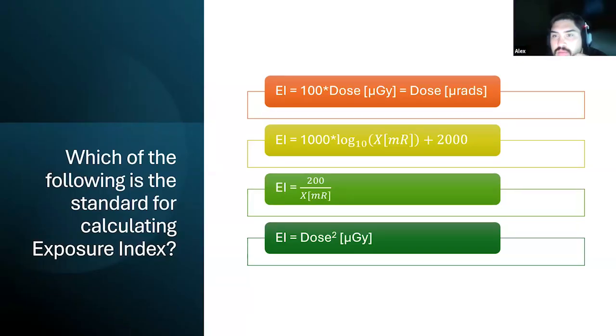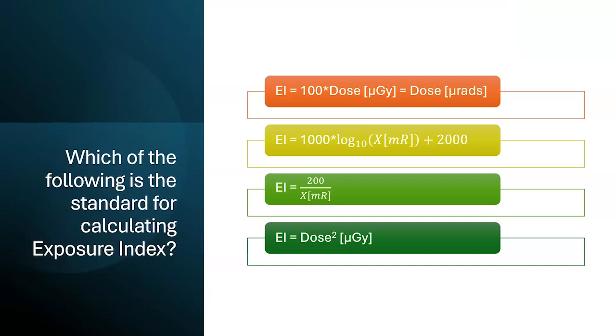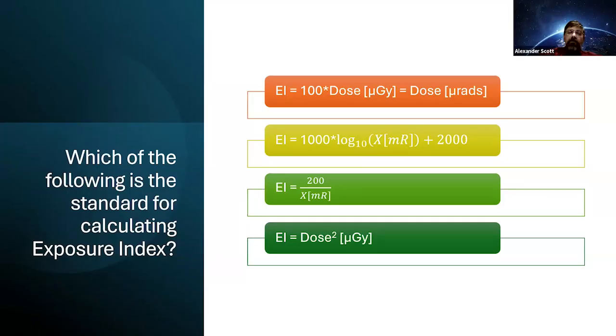Let's see. Angela Arcia. Sorry if I mispronounced that. So, Angela, this is a bit difficult because I think all of these are actually used. Well, maybe not one of them. But what's the standard for calculating exposure index? Hi, I'm sorry, I had it on mute. I would say the orange one, EI equals 100 times a dose, micrograys. Excellent. Okay. Nice.